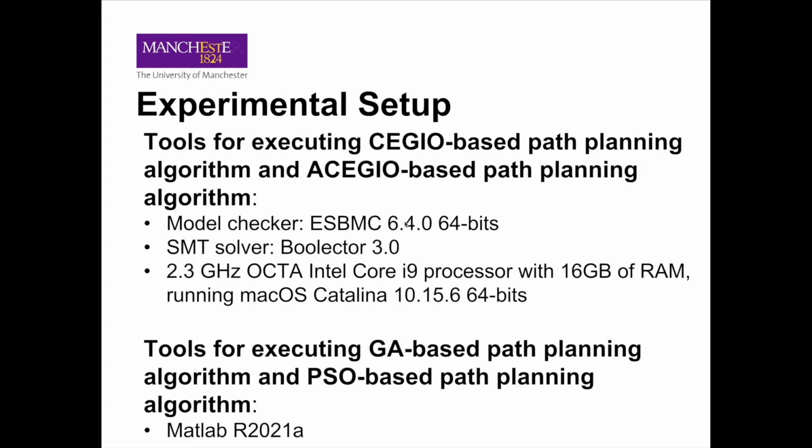And here is the experimental setup. Tools for executing the CGL-based path planning algorithm and the ACGL-based path planning algorithm are as follows. ESBMC is selected as the model checker, and Boolector is selected as the SMT solver. And as for executing the GA-based path planning algorithm and the PSO-based path planning algorithm, MATLAB is selected.